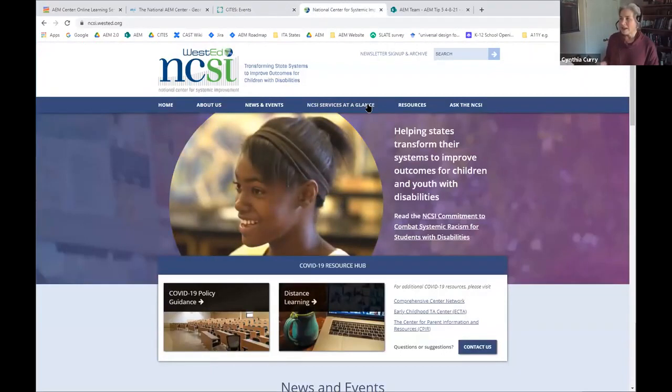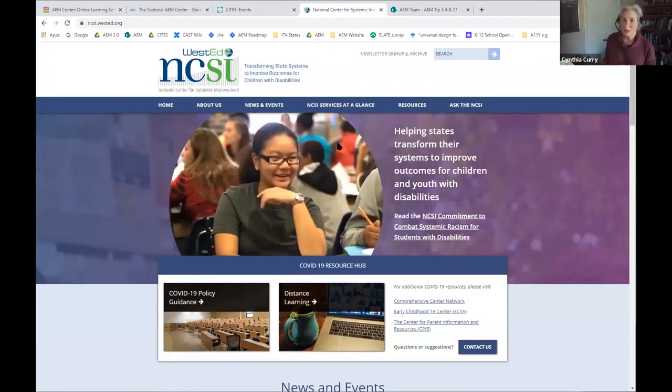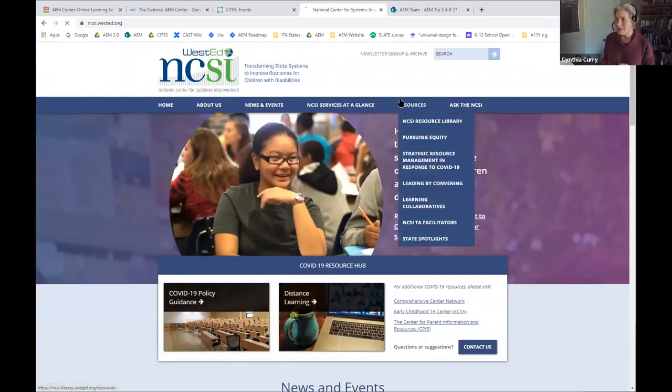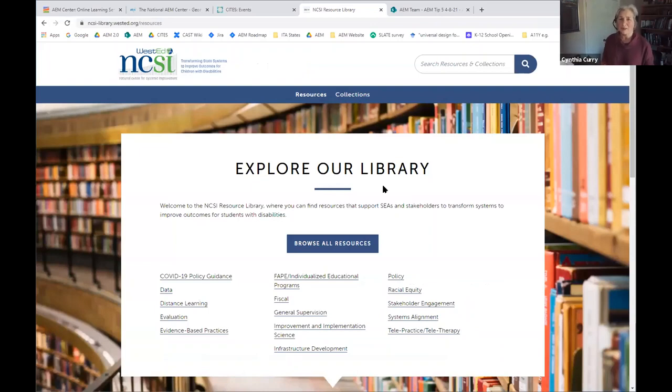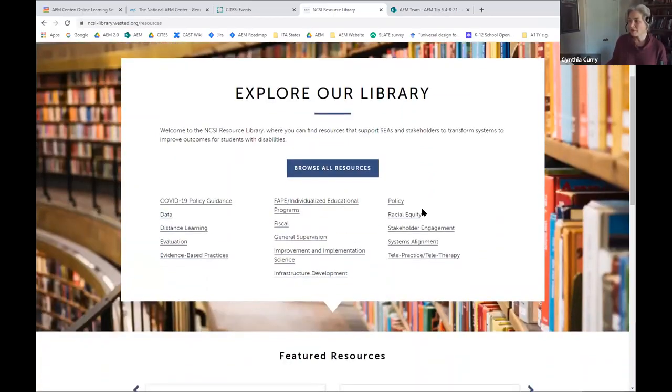And then finally, something outside of CAST that I wanted to feature is the National Center for Systemic Improvement. This too is a project funded by OSEP, and I wanted to point it out because NCSI has a very comprehensive, robust resource library that I think both states and districts that are thinking about creating accessible systems for providing AIM and AT will really benefit from.